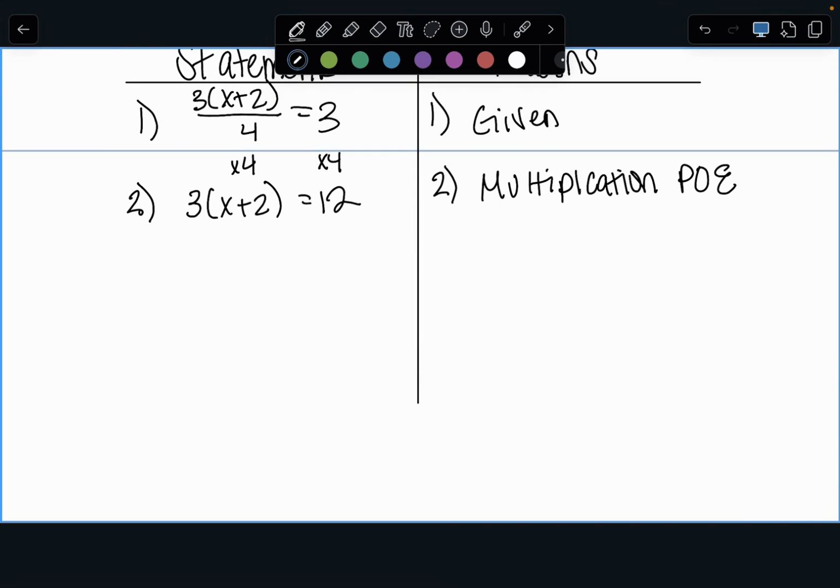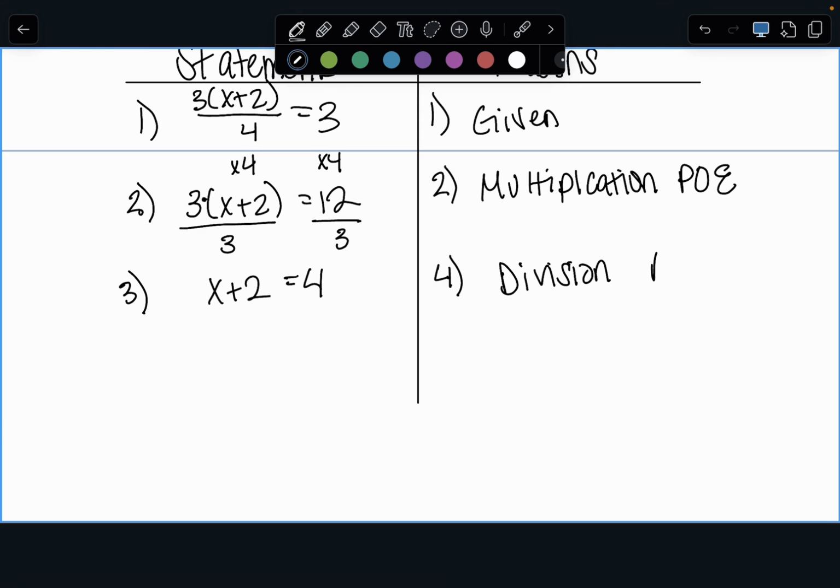Okay, now, instead of distributing this 3, what else could I do with it? Divide. Right now, there's a multiplication sign here. It's 3 times those parentheses. So let's divide off the 3. I would get x plus 2. These 3's would cancel. I would get x plus 2 is equal to, what's 12 divided by 3? 4. I divided, so I used the division property.